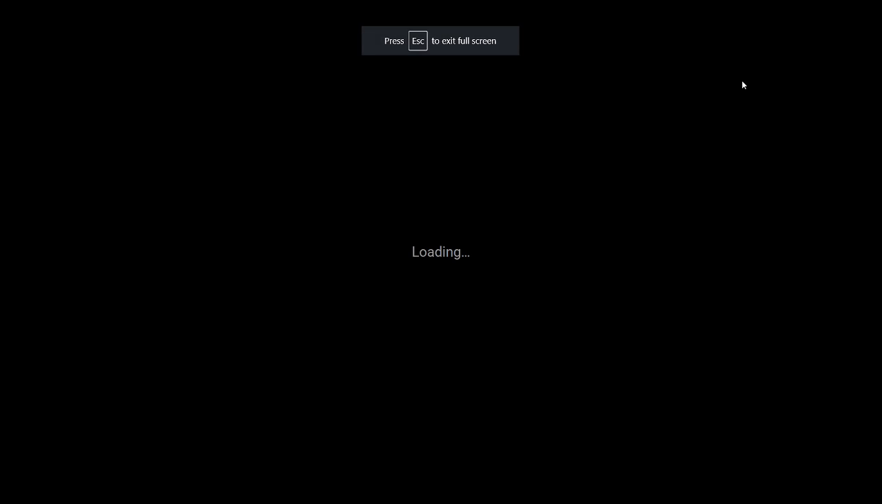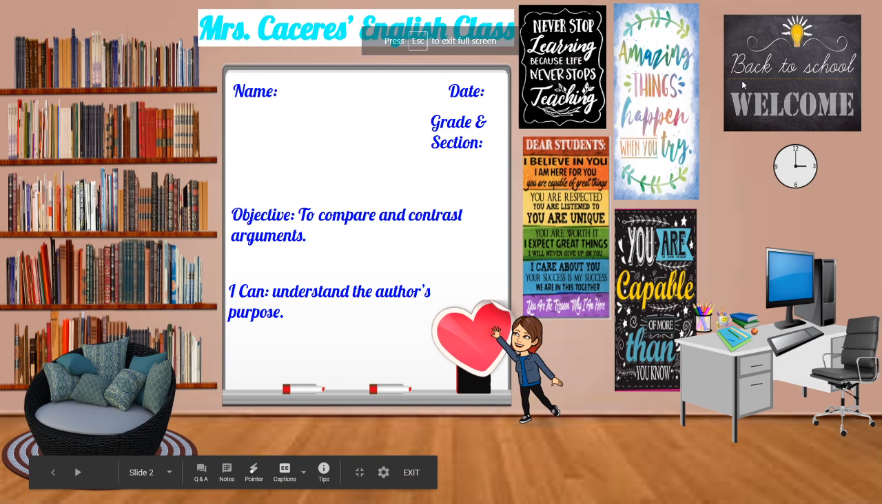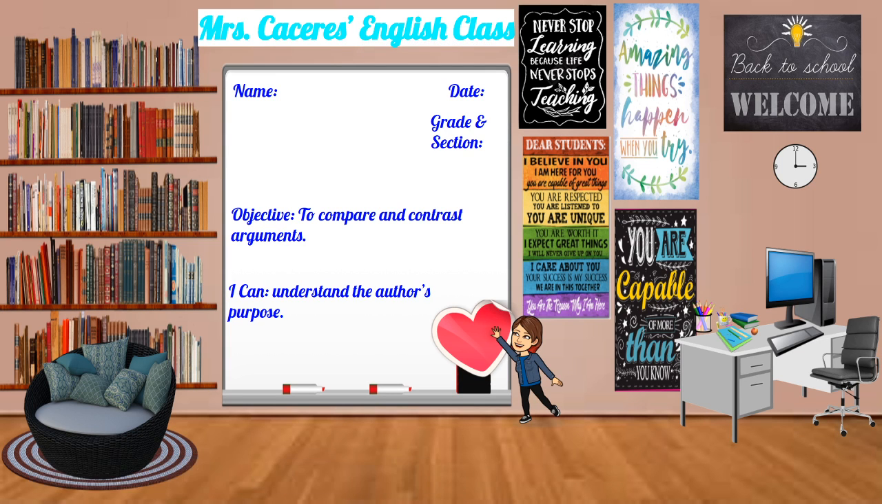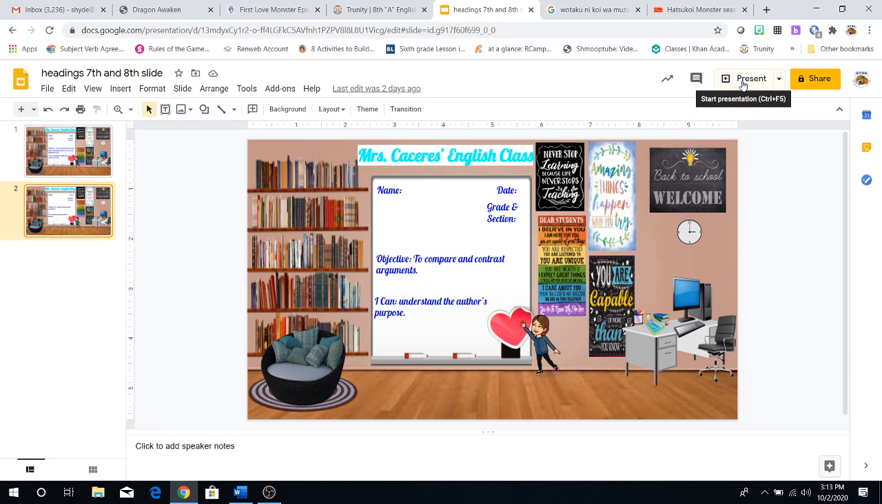Welcome back. So as usual, we're going to start out with our heading for today: name, day, grade, and section. Our topic is compare and contrasting arguments. That is also our objective. And our I can statement is I can understand the author's purpose. Now, if you need a little more time to jot this down in your notebook, just make sure to pause the video and take as much time as you need.